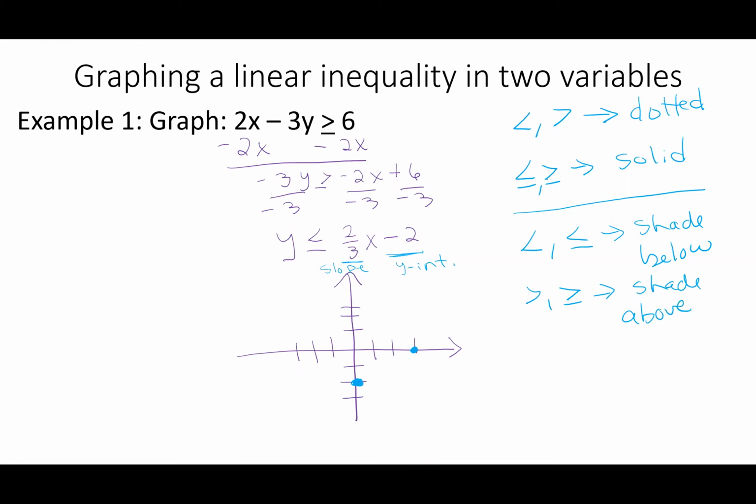Okay, so this is equal to, so it's a solid line, so I draw my line, and in my math lab, it will automatically draw the line for you. And then there's a bucket over there that you pick, and since it's less than, we want to shade below the line, and we're done.